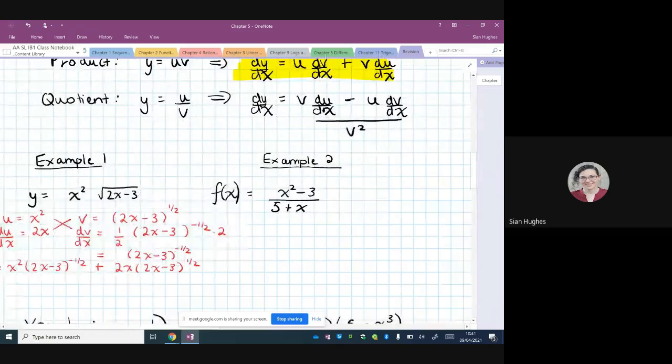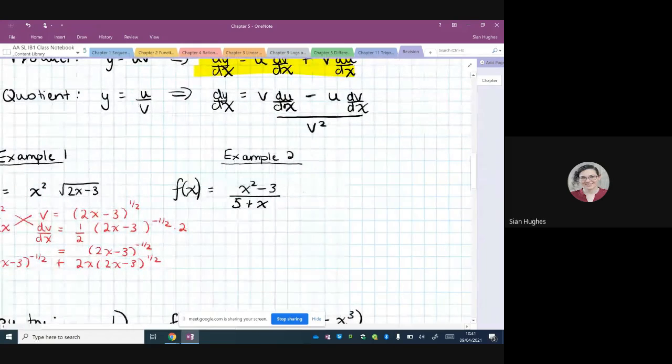We can take a look at example 2. So in the quotient rule, it's important here, u and v, it does matter which way around you choose them. So in the quotient rule, u always has to be the terms on the top of the fraction, and v needs to be the expression on the bottom of the fraction. So u is the numerator, v is the denominator. So here u is x squared minus 3, v is 5 plus x.